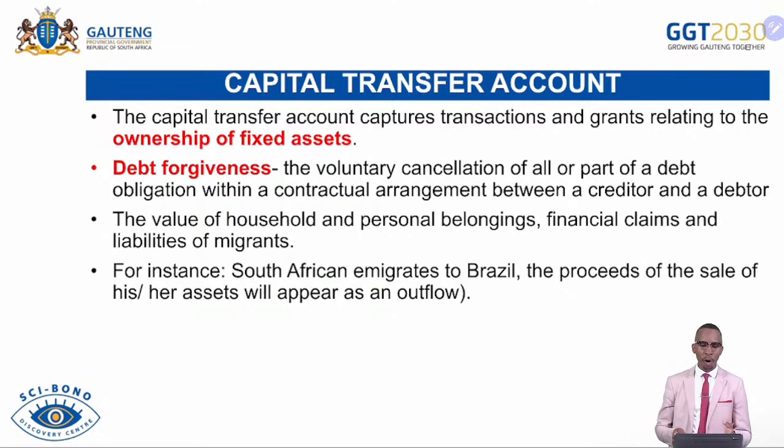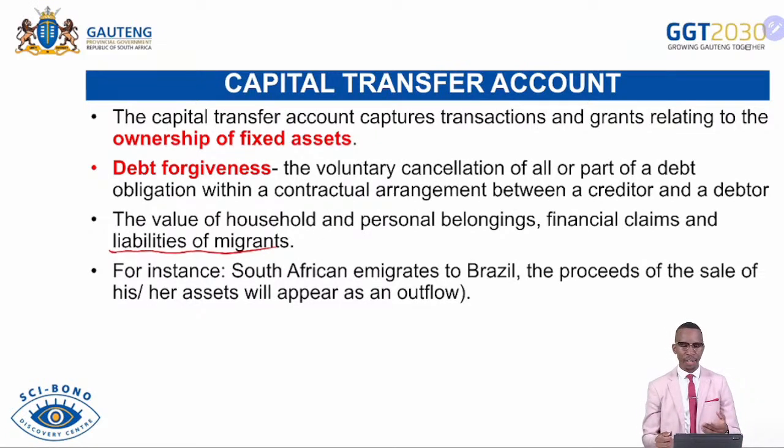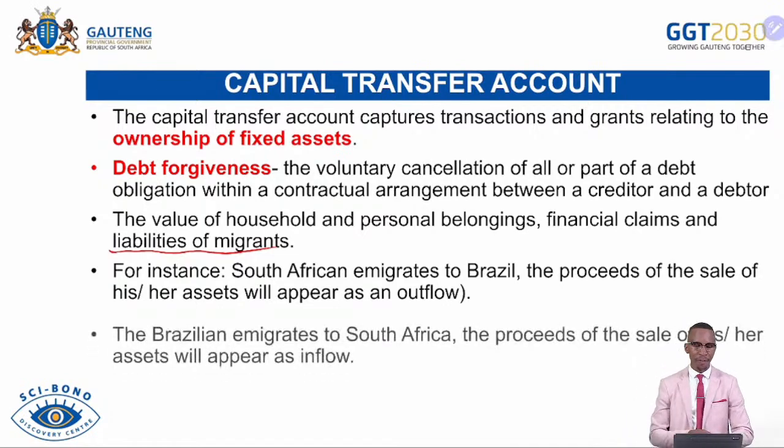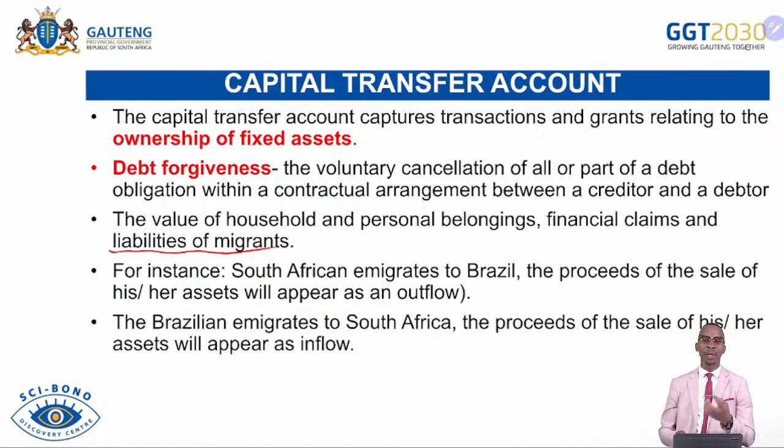So the value of household and personal belongings, financial claims, and liabilities of migrants. For instance, there we say a South African immigrant to Brazil, and then the proceeds of belongings of the person will be sold, and then the person will be able to transfer that money into the foreign country, into Brazil. That will be a part of the capital transfer, or the Brazilian coming to South Africa.